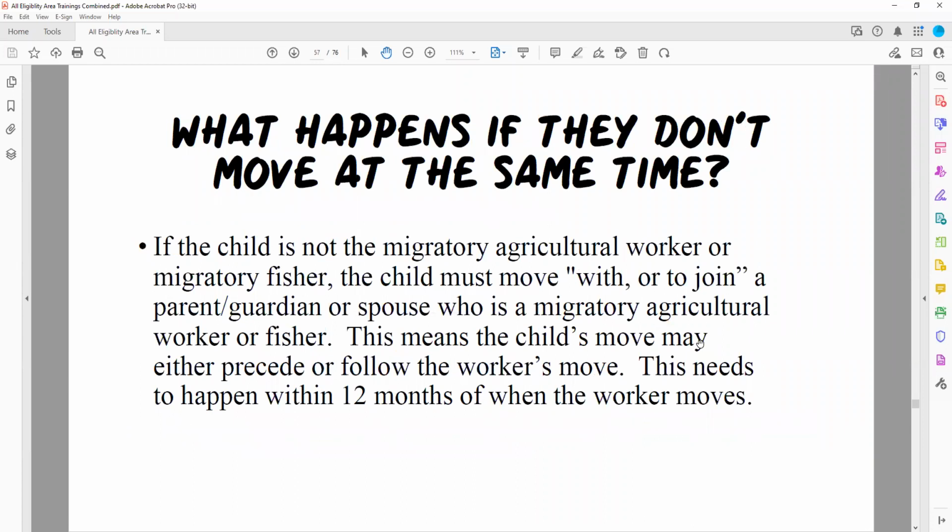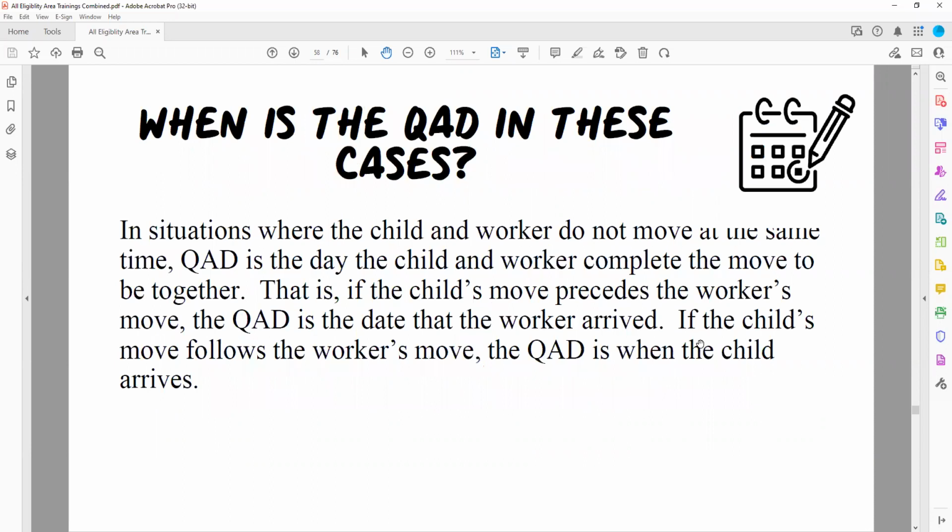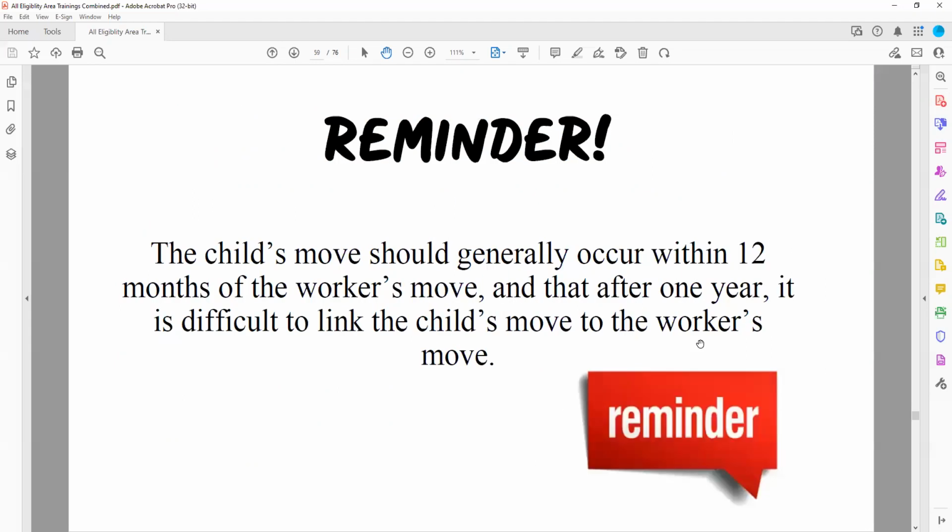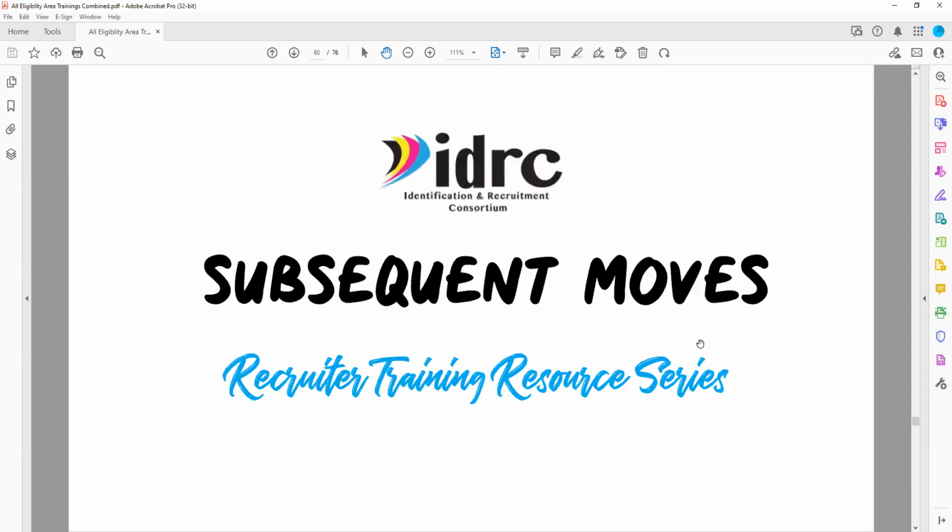The child's move may either precede or follow the worker's move, but it needs to happen within 12 months of when the worker moves. So in situations where the child and the worker do not move at the same time, the QAD is the date that they complete the move to be together. That is, if the child goes first and the worker joins later, the QAD is when they are both together, and vice versa. So remember, the child's move should generally occur within 12 months of the worker's move, and it's really hard after 1 year to say that the child's move was really even linked to the worker's move. So it needs to be within 12 months.